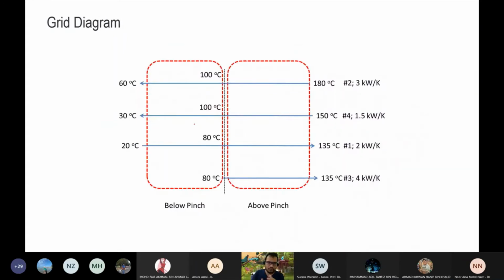Once we know the streams, we typically put them like this. We have hot streams on the top and cold streams at the bottom. The hot stream goes from 180 all the way to 60. The same goes for 150 to 30, and then this one goes to 135. We put the stream number, and we have the MCP next to it.